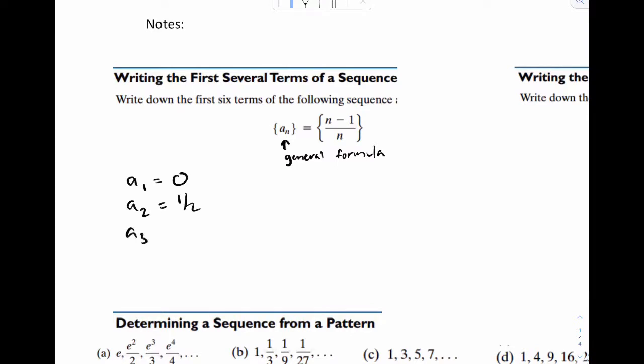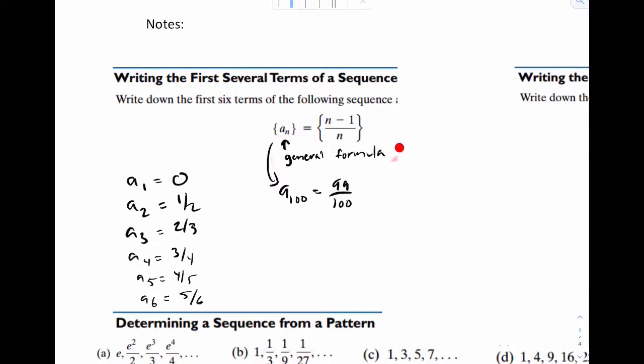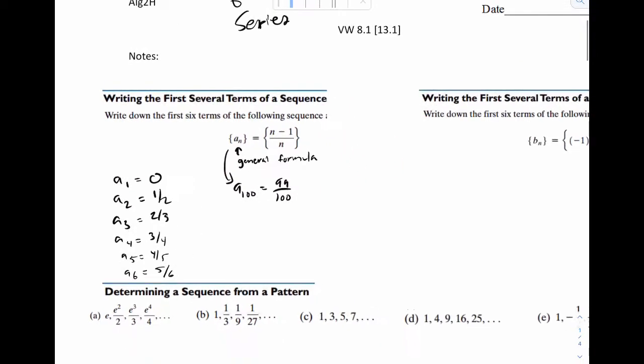And now we keep going, 2/3, 3/4, 4/5, and the last one, 5/6. And those are your 6 terms. Now notice if you have the general formula, that's useful because let's say I wanted the 100th term, you simply plug in 100 and you'd get 99/100. That's why the general formula is pretty useful.